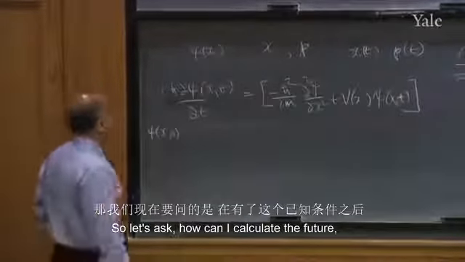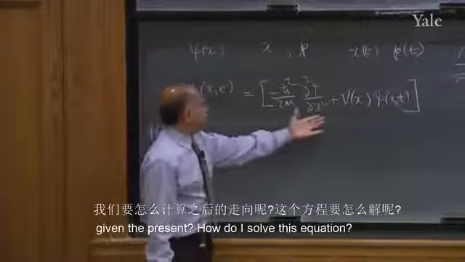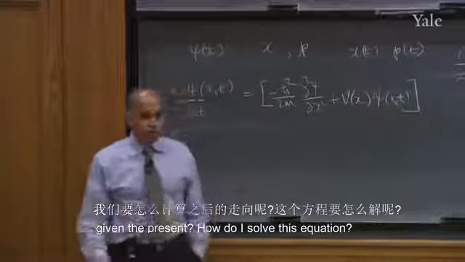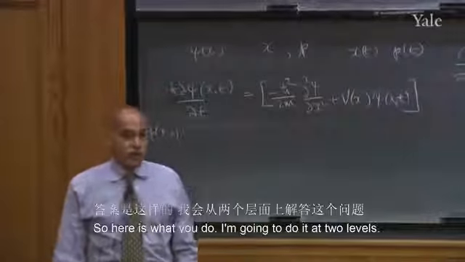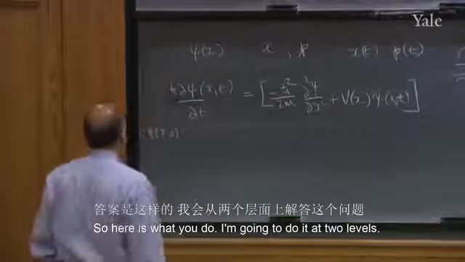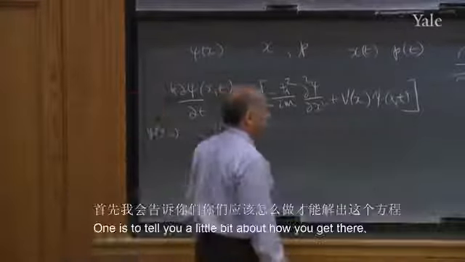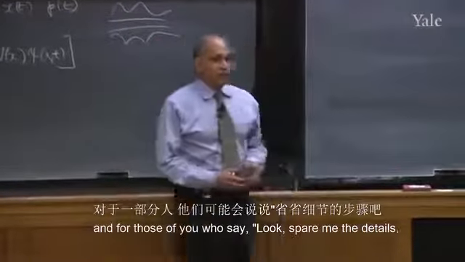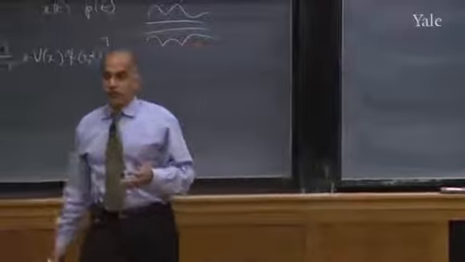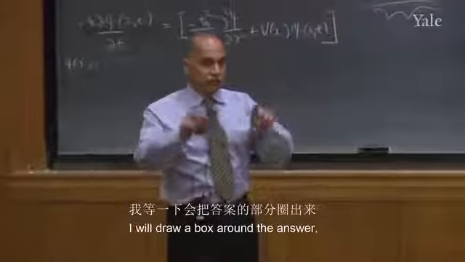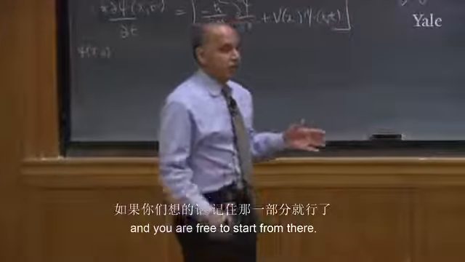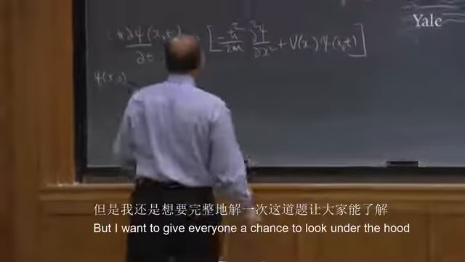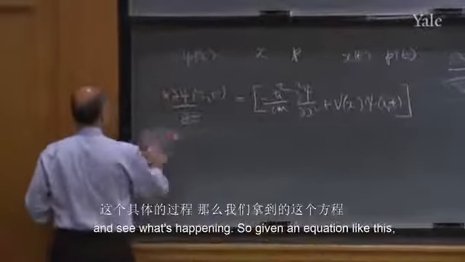So let's ask, how can I calculate the future given the present? How do I solve this equation? So here's what you do. I'm going to do it at two levels. One is to tell you a little bit about how you get there. And for those of you who say, look, spare me the details, I just want to know the answer, I will draw a box around the answer, and you're free to start from there. But I want to give everyone a chance to look under the hood and see what's happening.